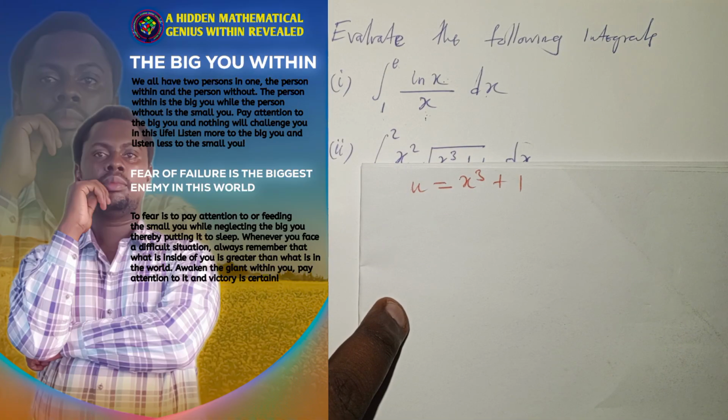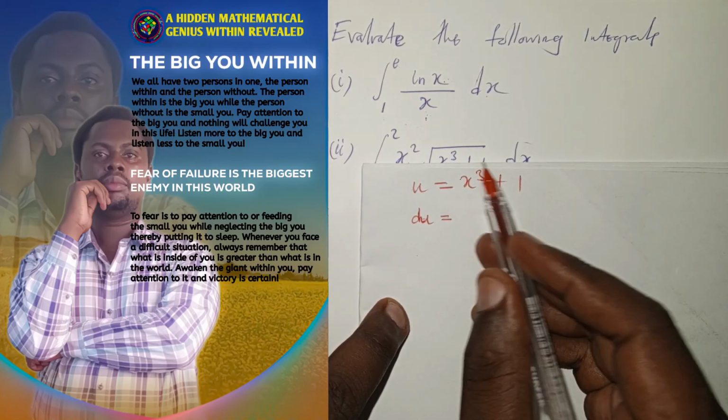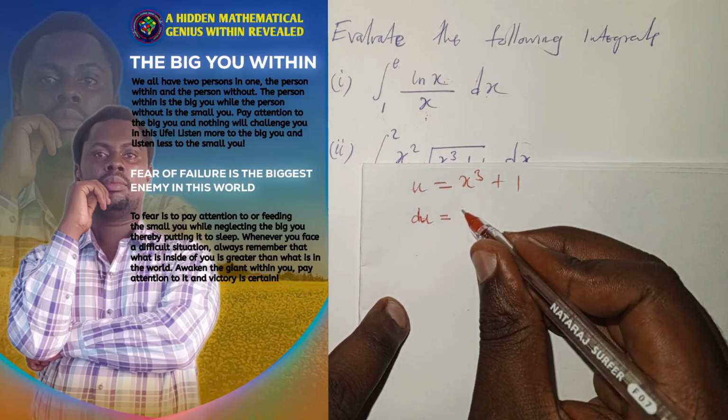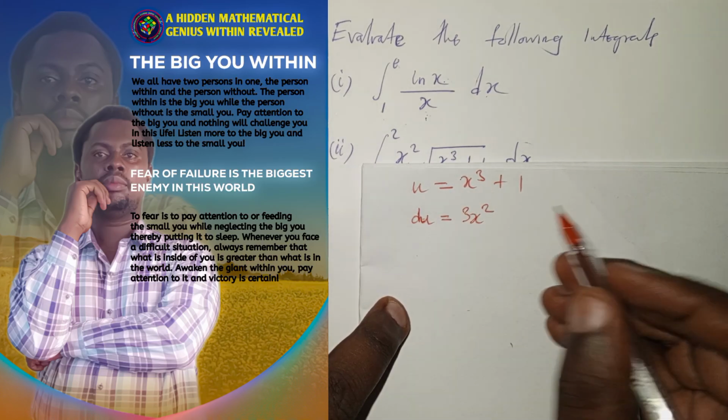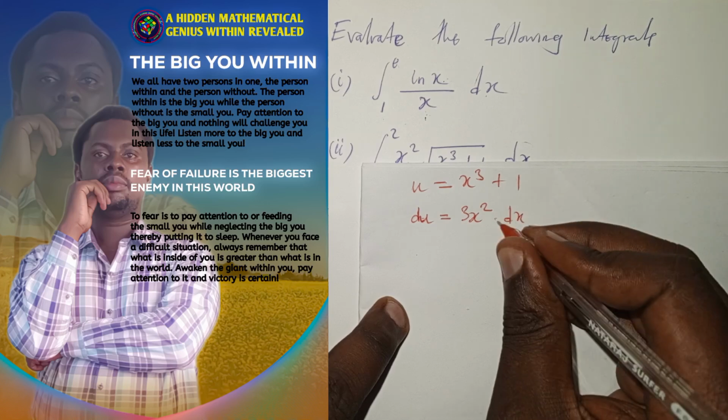When you do the substitution, the next step is to differentiate. What is the derivative of u with respect to u? It's 1. Since it is in terms of u, you multiply by du. So 1 multiplied by du, you get du. So du is equal to the derivative of x cubed, which is 3x squared. The derivative of 1 is 0. Since this is in terms of x, you multiply by dx.